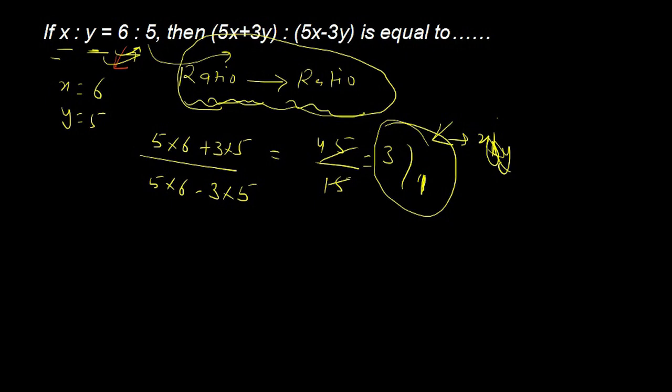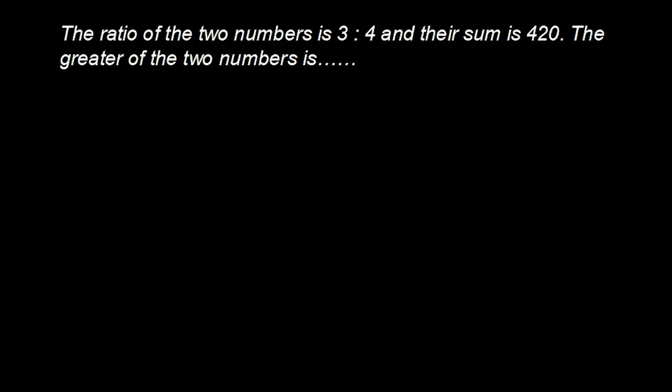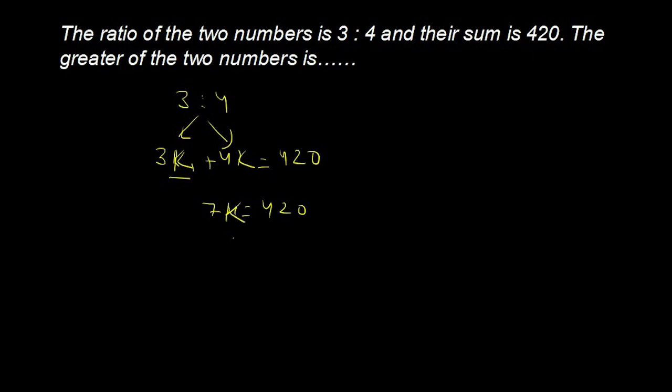Okay. Third question. The ratio of the two numbers is 3 is to 4 and their sum is 420. Whenever these types of problems are given, remove the ratio and convert it into quantities by multiplying by k. So this quantity is 3k, this is 4k, and their sum is 420. So 3k plus 4k is going to be 420. 7k equals 420. So the value of k is going to be 60.